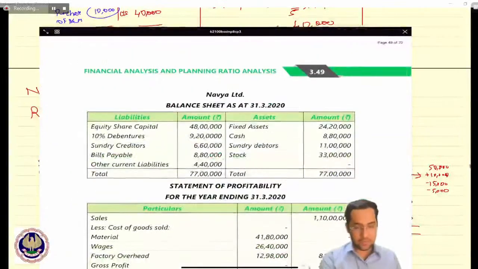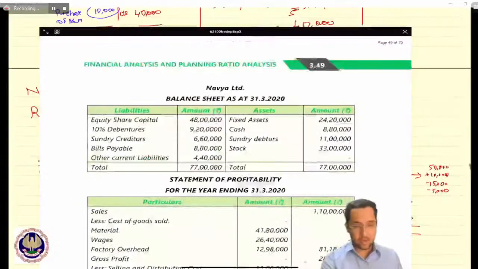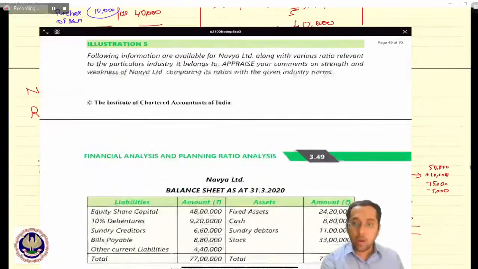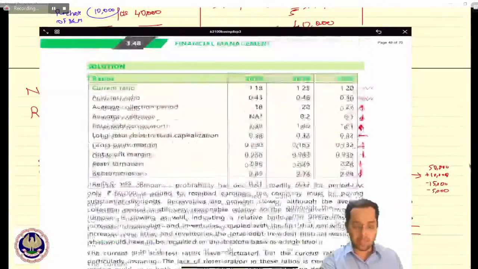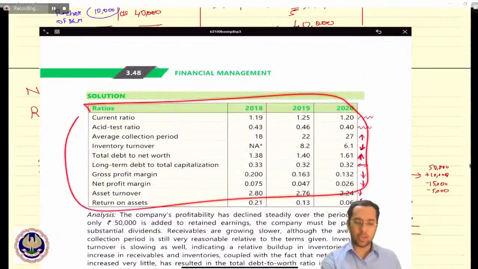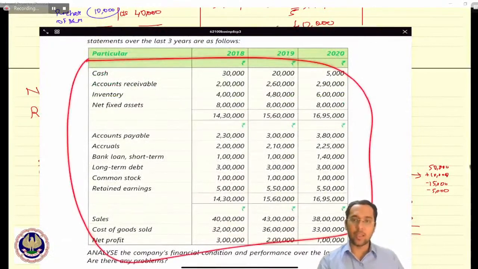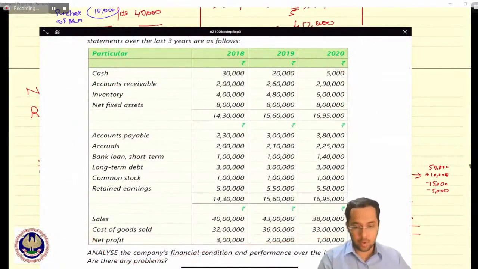Then illustration 5, we have again a balance sheet given, a statement of profitability given. How can we get an idea to take only these ratios? This is an illustrative thing, so don't get worried. Whatever ratios you can calculate from the given numbers, you should be calculating all of them. Whatever ratios you can do from these numbers, you should take up those ratios for discussion or for calculation purposes.